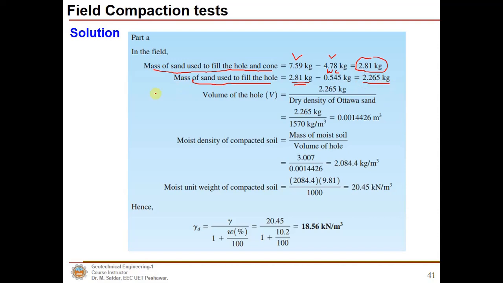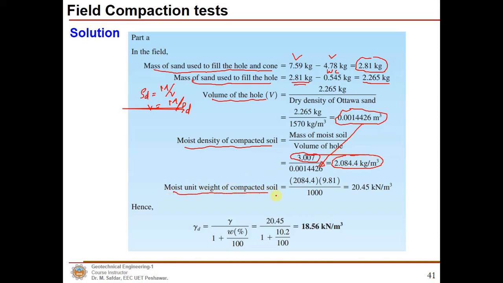Now we already know that the dry density is equal to mass per unit volume, and volume is equal to mass divided by the dry density rho d. So we'll come up with the volume of the hole. Now the moist density of the compacted soil is the mass of moist soil divided by the volume of the hole. So this is the mass of moist soil, and here we got the volume. We can find out the moist density of the compacted soil.